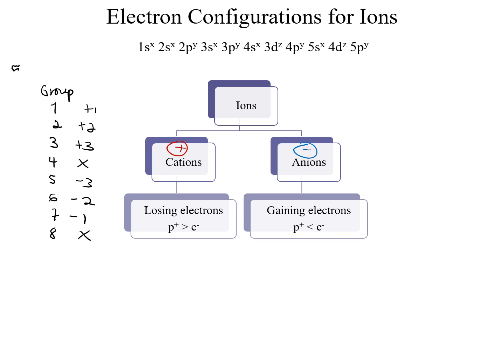If you think about the arrangement of the elements on the periodic table, on the left side we have the metals, on the right side we have the non-metals, and then we have the metalloids separating those groups.